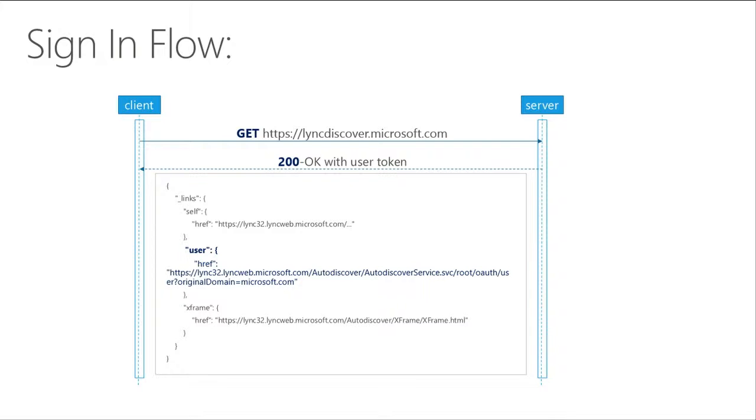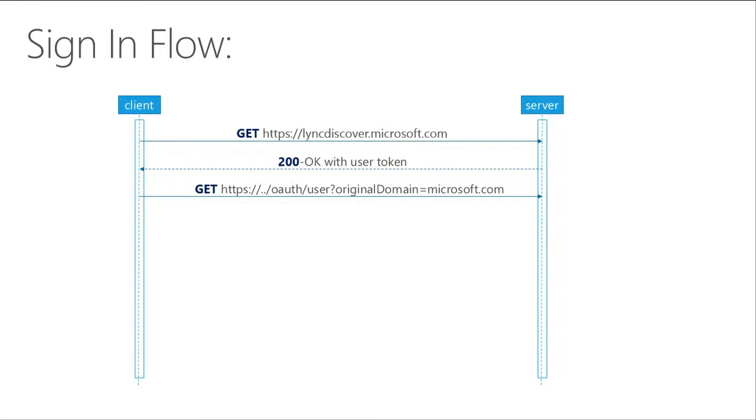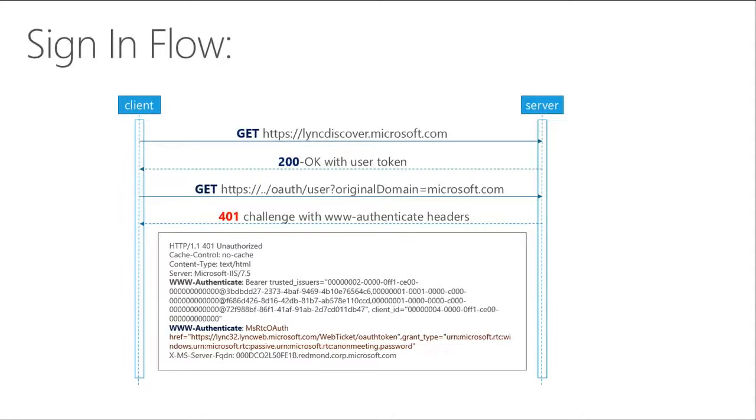But as soon as you grab the URL from the AutoDiscover service and do a GET on it, it's going to throw you a 401 challenge, because from this point on, all your communications should be authenticated. So it's going to give you a 401 challenge. The next step is to look at the WWW-Authenticate header. It's going to give you an MSRTC OAuth token, and it's going to point you to the Web Ticket service. So if you see here, this is the other service that you'll be talking to.